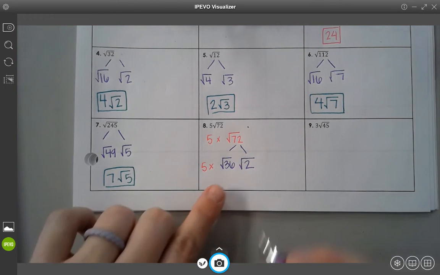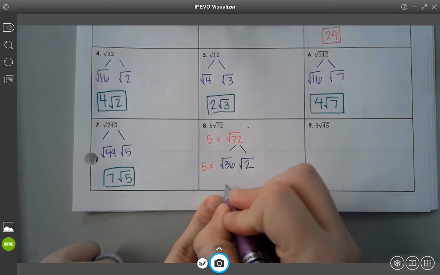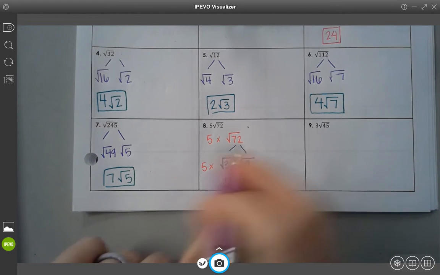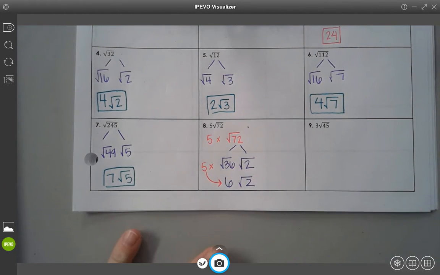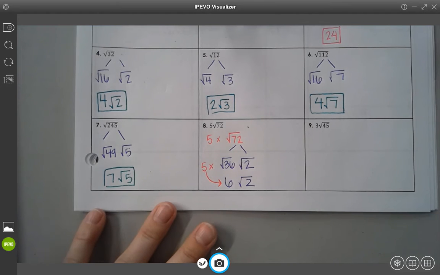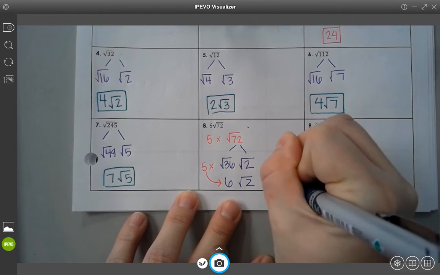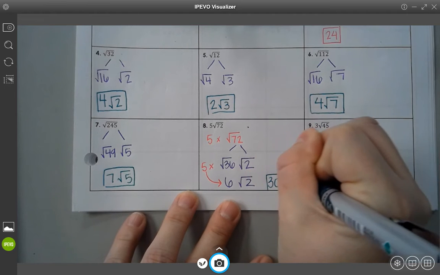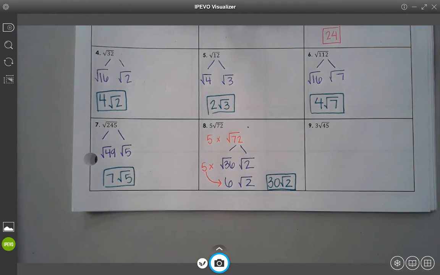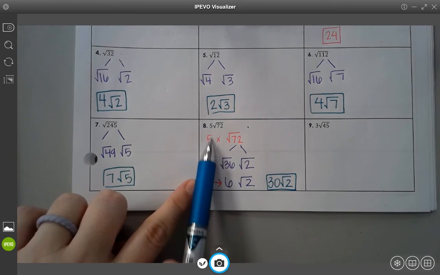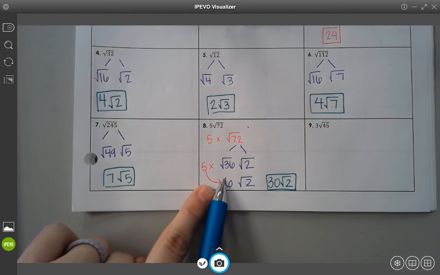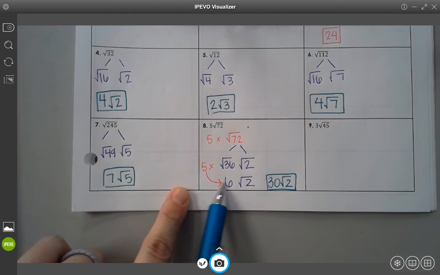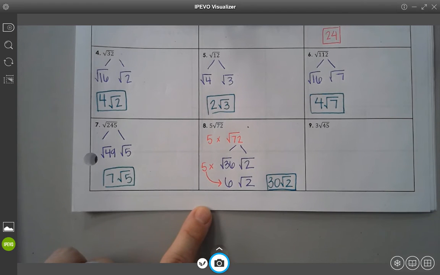What is the square root of 36? 6 square root of 2. The number that I multiply by 5 is the 6. So my final answer would be 30 square root of 2. This 5 that was in front, once you have this broken down, you multiply this outside number by that 5. 5 times 6 is 30.